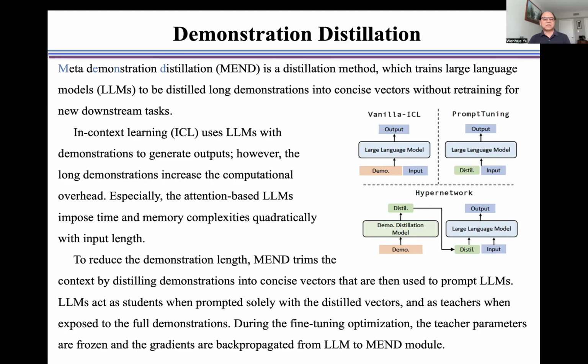Large language models act as students when prompted solely with distilled vectors, and as teachers when exposed to the full demonstrations. During the fine-tuning optimization, the teacher parameters are frozen and the gradients are back-propagated from a large language model to the MEND module.